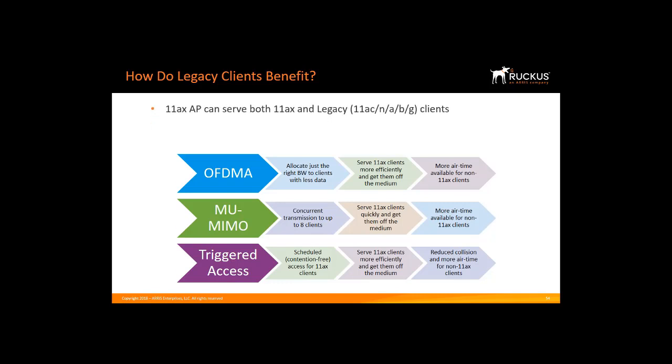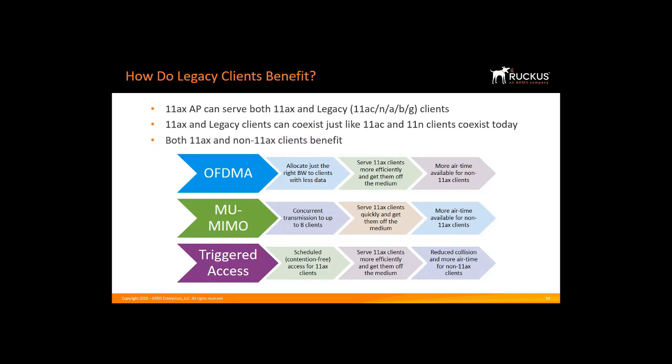First, an 11ax AP can serve both 11ax and legacy 11ac or 11n clients, as it is backwards compatible. Manufacturers are starting to make 11ax clients now. Other manufacturers will do the same. So over the next several years, there will be a lot of 11ac and 11ax clients. Second, 11ax and legacy clients can coexist just like 11ac and 11n clients today. Third, both 11ax and non-11ax clients benefit. 11ax clients will be more efficient and free up more spectrum for 11ac clients.